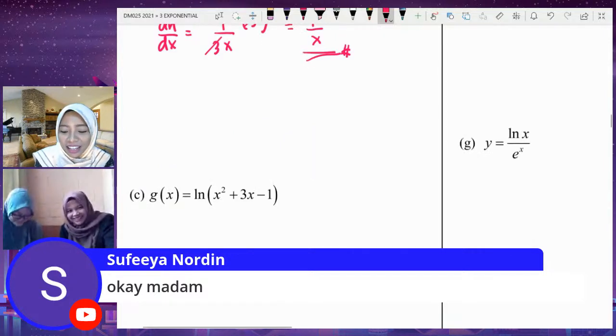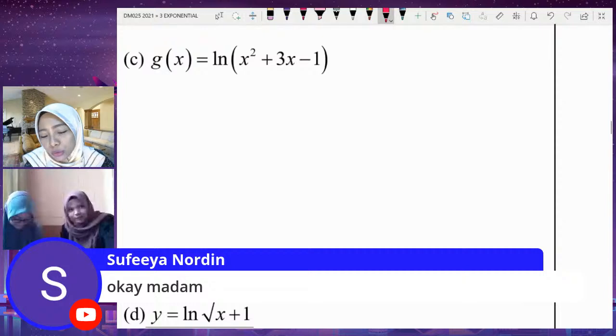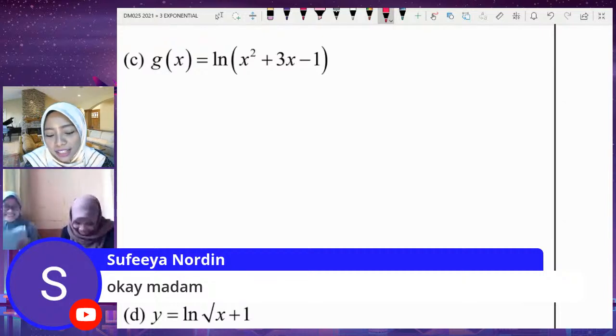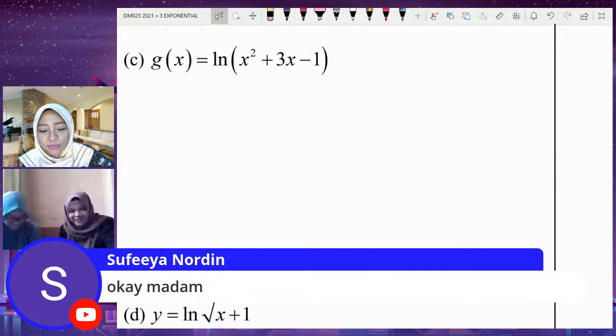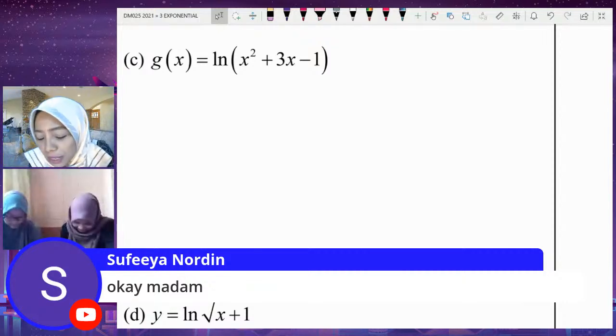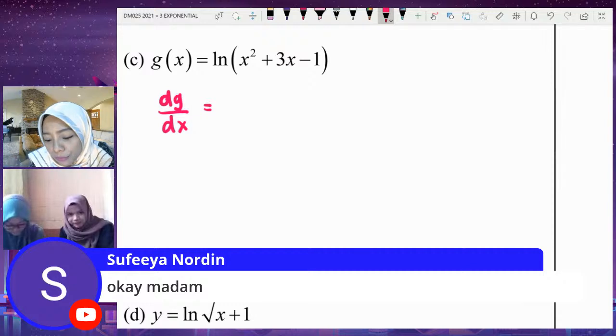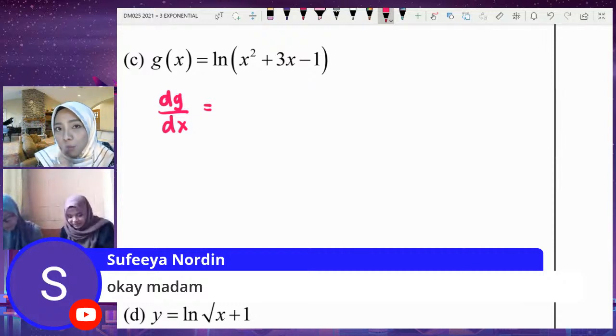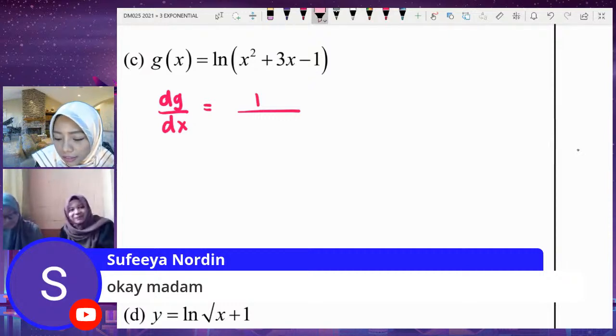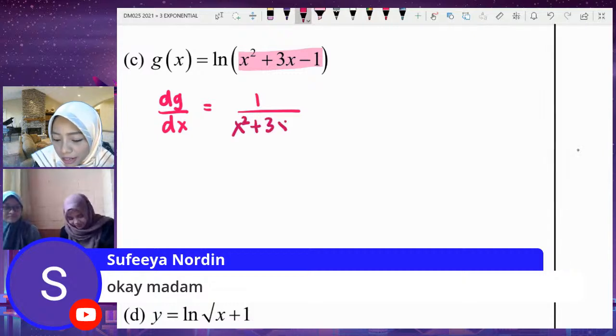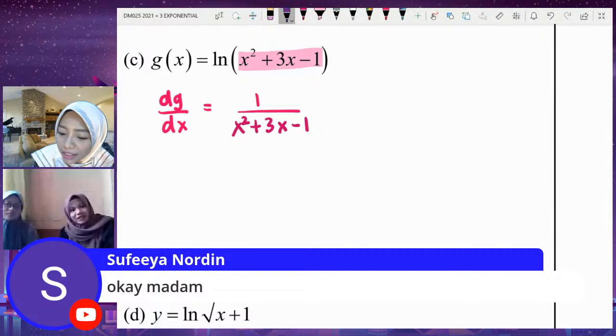Okay, next. Okay, let me get Adenina first before Shu. Adenina, what's the answer? Yes, madam, I did it. It's okay, madam will write, you just say it. dy over dx equals to what, dear? 1 over, it must be 1? Yes, 1 over x^2 + 3x - 1. Yes, exactly. You just copy down. And then? Multiply with 2x + 3.